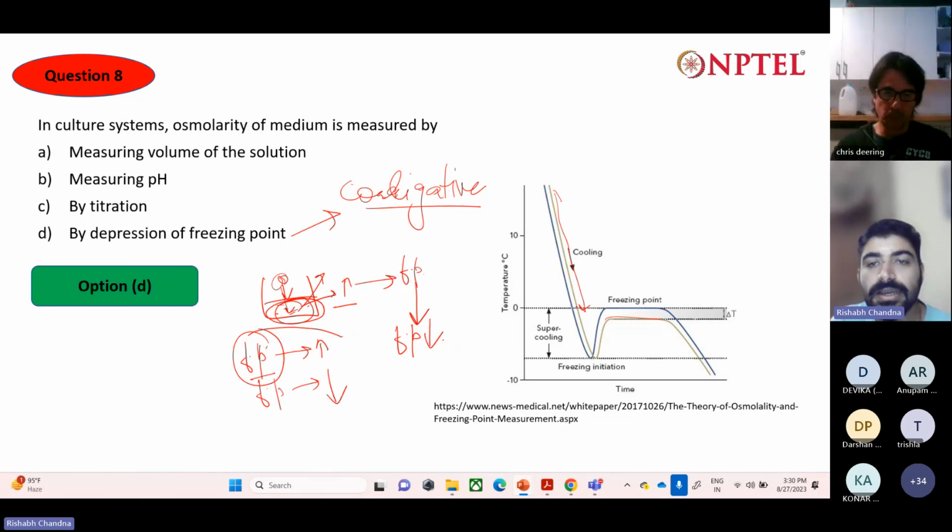But after adding the solute, the temperature comes down quickly, and the freezing point is a bit reduced. If the freezing point is in minus, it will move towards zero after adding the solute. So that's why there is an increase in the freezing point. Sorry, a decrease in the freezing point. So this is how we check the osmolarity of the medium.